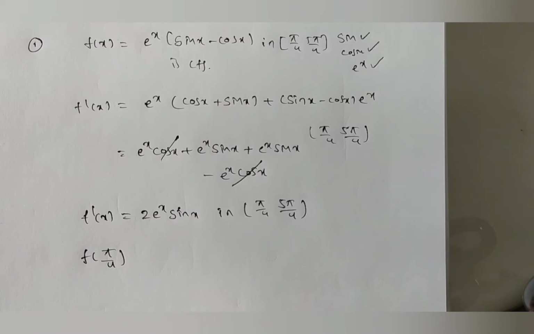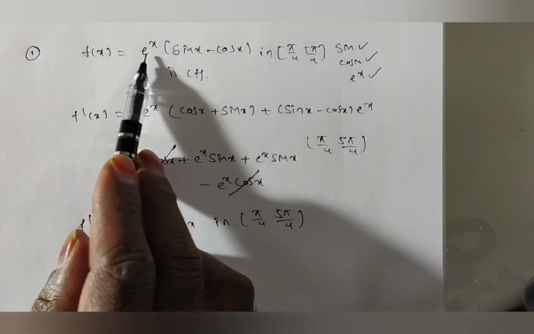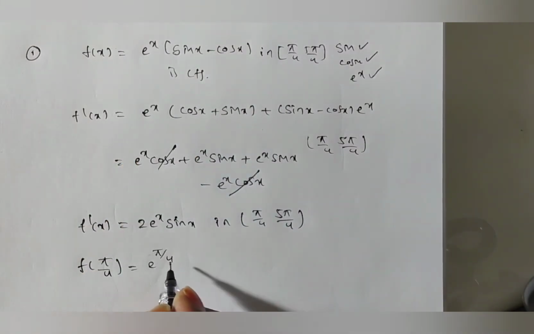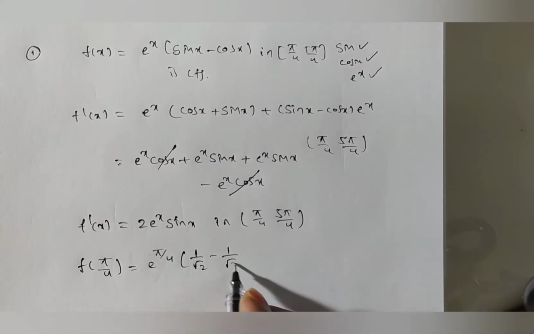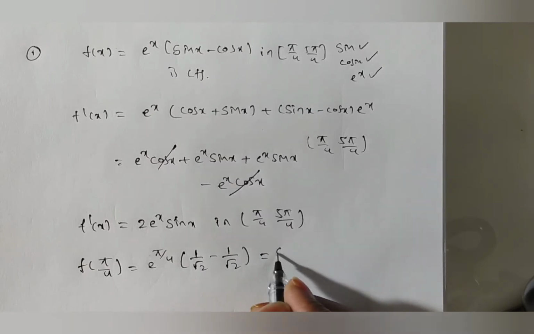f of pi by 4 means in place of x you have to substitute pi by 4. You observe e power pi by 4 into sin pi by 4 minus cos pi by 4. Sin pi by 4 is how much? 1 by root 2. Minus cos pi by 4 is also 1 by root 2. So 1 by root 2 minus 1 by root 2 is 0. 0 into e power pi by 4 is 0.